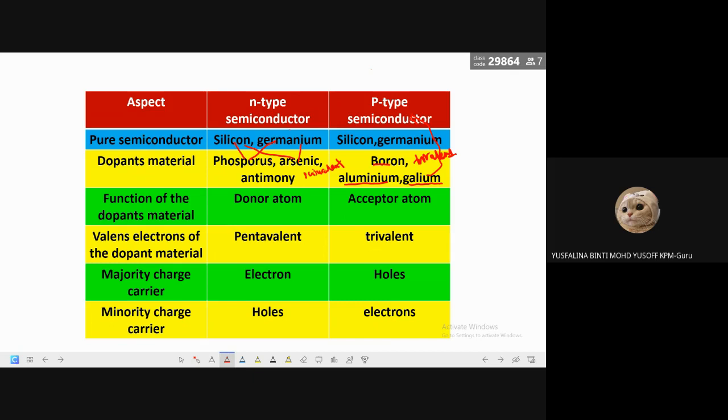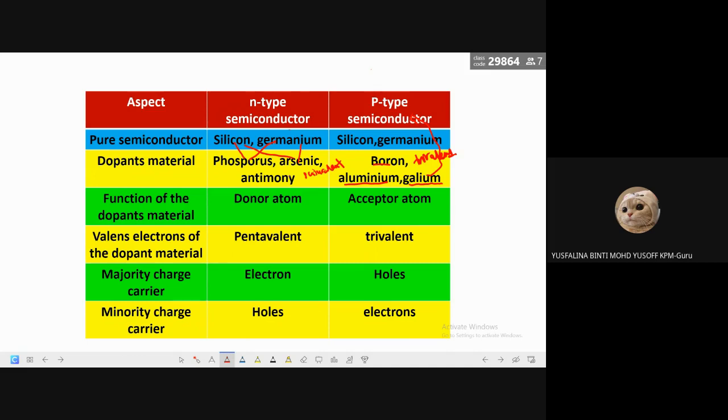So what is the function of the dopant materials? Phosphorus is pentavalent, right? So it has an extra electron there, so it will become a donor atom. They donate the electron. But for P-type, it's an acceptor. The function of the dopant material is just to accept electrons, because they don't have an extra electron there. And the valence we already discussed: for N-type, pentavalent; for P-type, trivalent.